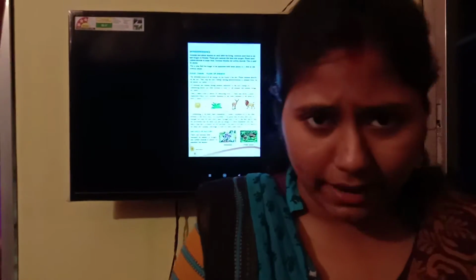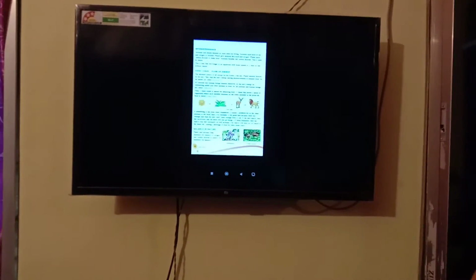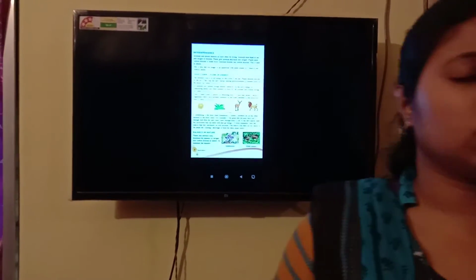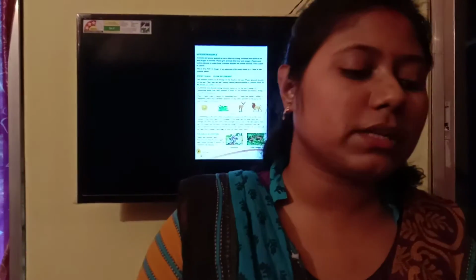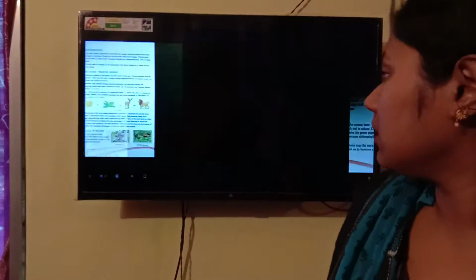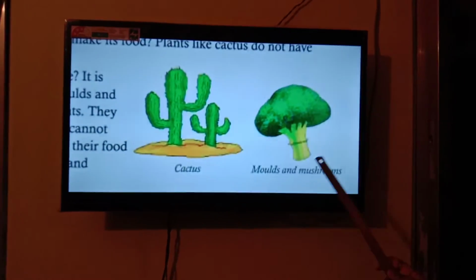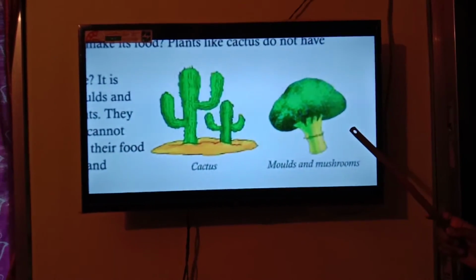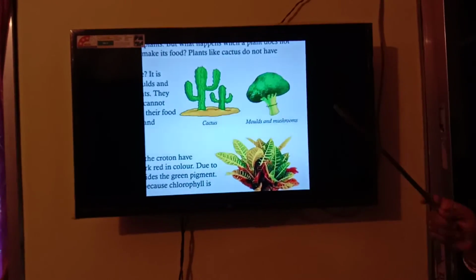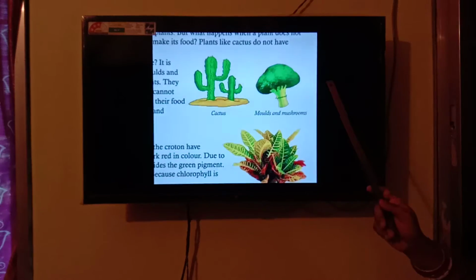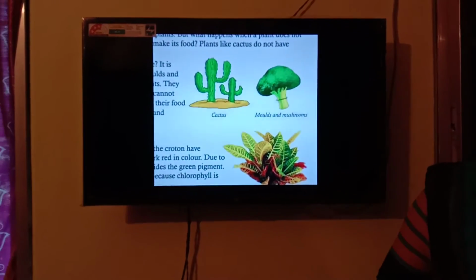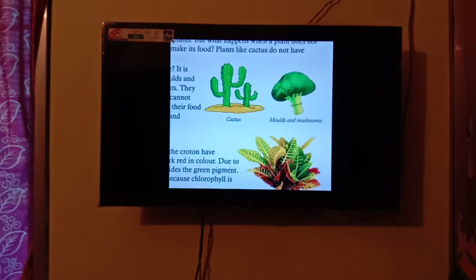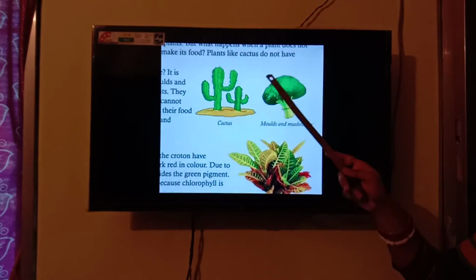Now I will tell about non-green plants. An example of a non-green plant is the cactus. Why are they called non-green? Do you know? Their color is green, but they are called non-green because they have no chlorophyll. They don't prepare their food, so they are called non-green.